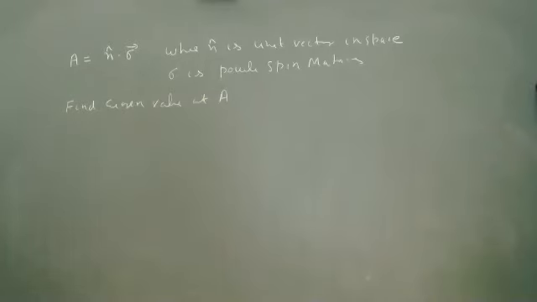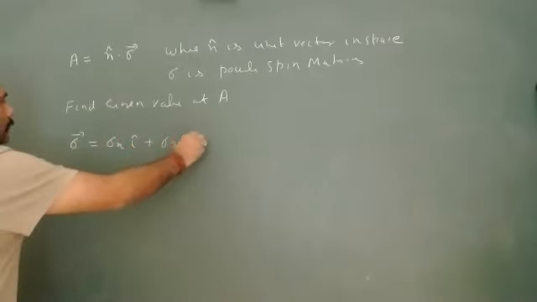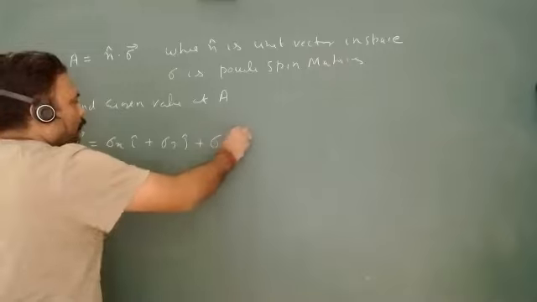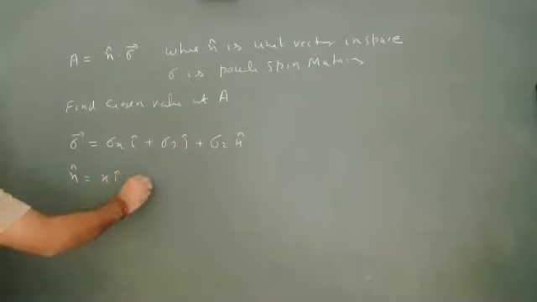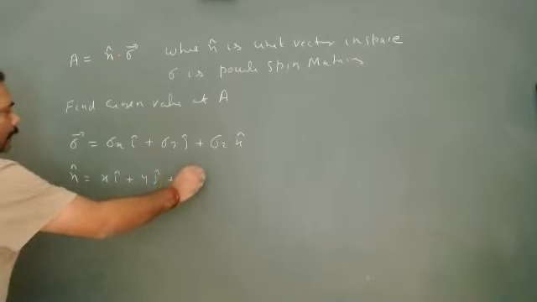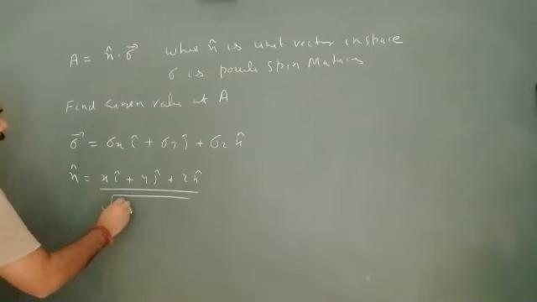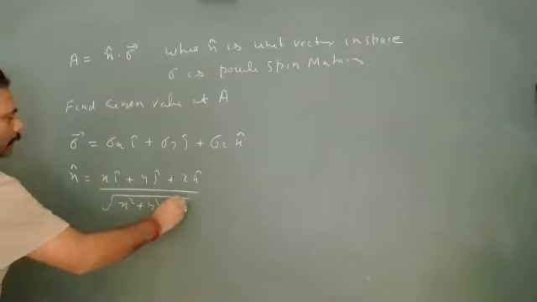So, what is sigma? The sigma matrix is sigma x i cap, sigma y j cap, sigma z k cap. So this is your sigma matrix. And n cap is a unit vector, so I can represent it in a spherical polar coordinate system, or I can write n cap as x i cap, y j cap, z k cap. Hence, since it is a unit vector, we can write x square plus y square plus z square equals 1.